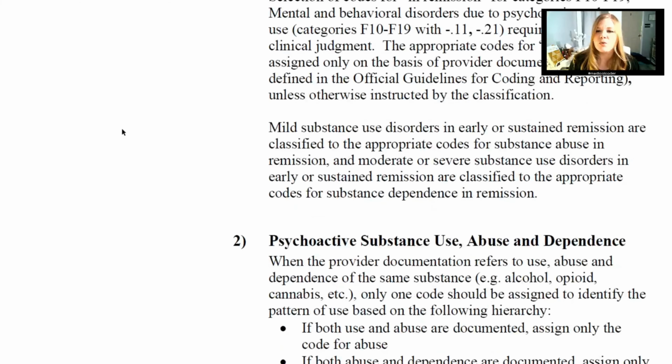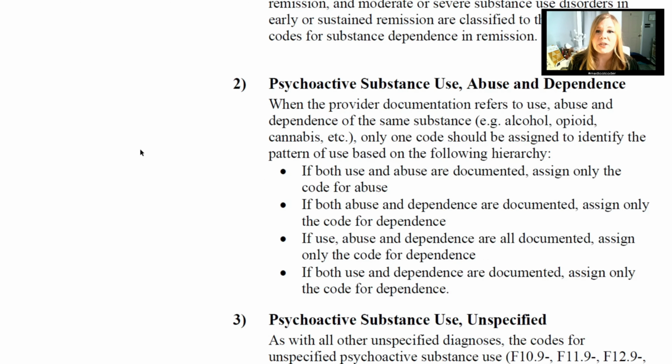Mild substance use disorders in early or sustained remission are classified to the appropriate codes for substance abuse in remission, and moderate or severe substance use disorders in early or sustained remission are classified to the appropriate code for substance dependence in remission. Psychoactive substance use, abuse, and dependence, when the provider documents, refers to use, abuse, and dependence of the same substance. So if it's the same substance of alcohol, opioid, or cannabis, for example, so they say patient has alcohol use, abuse, there's special sequencing orders that we have to consider.